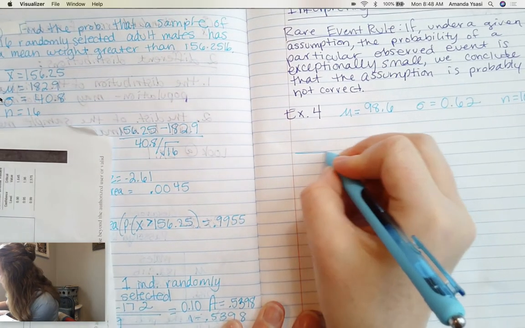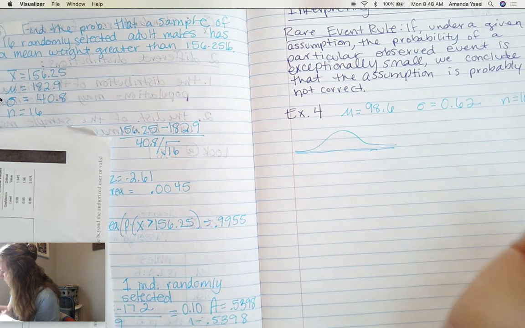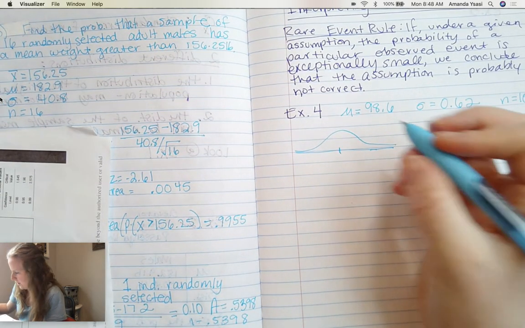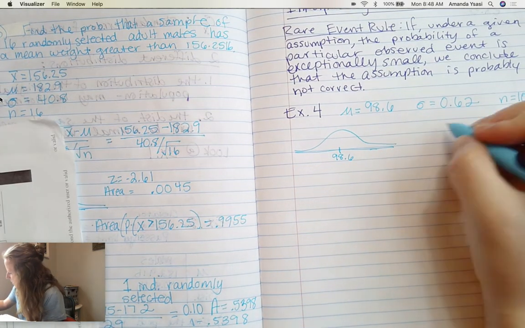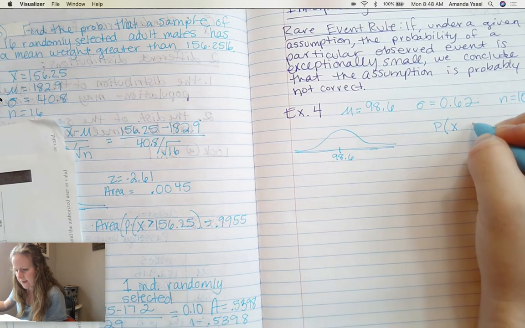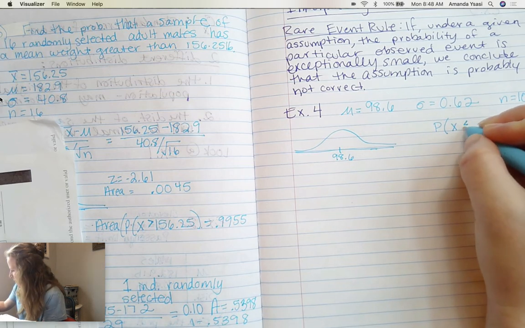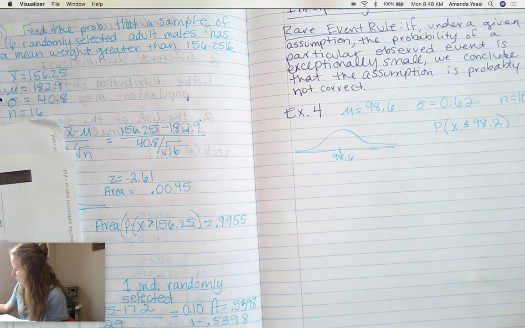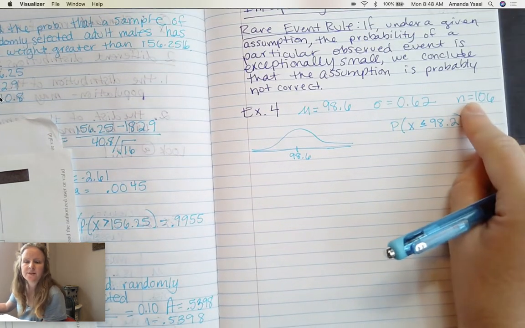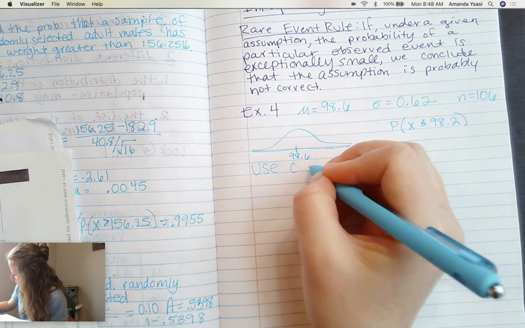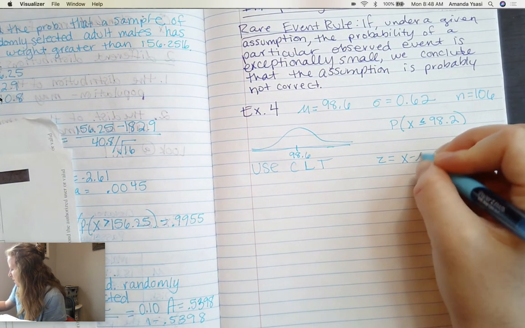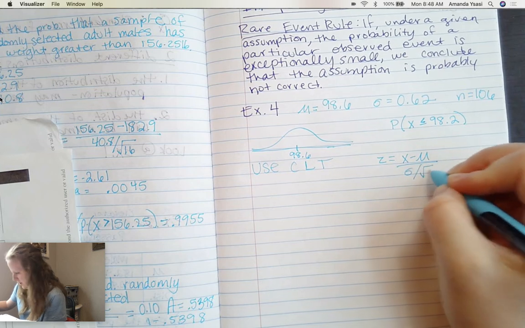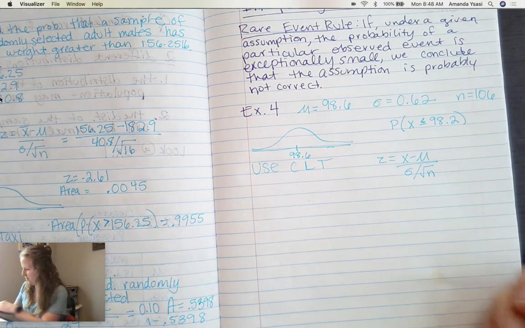Okay, so if we look at our normal curve, we are looking at mu 98.6, and we want to find the probability that x, the mean of 98.2 or lower, is less than or equal to 98.2. Since we have a sample of 106, we can use our central limit theorem, which lets us find our z-score by doing x bar minus mu over sigma over square root n.